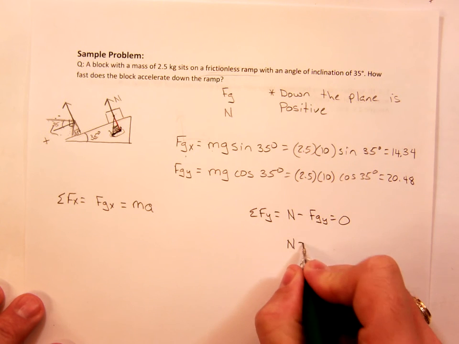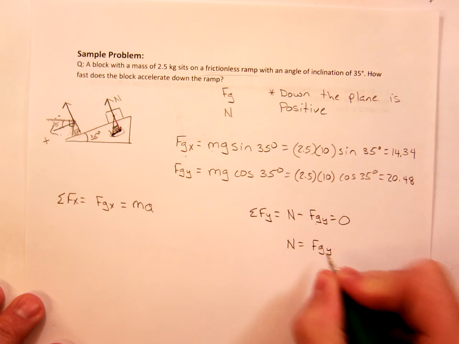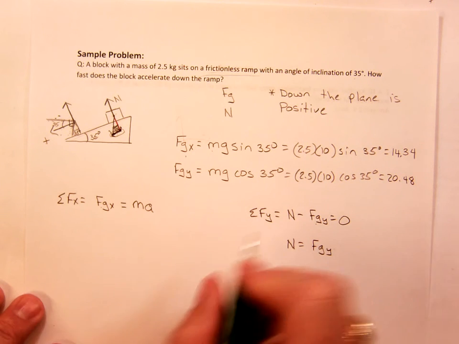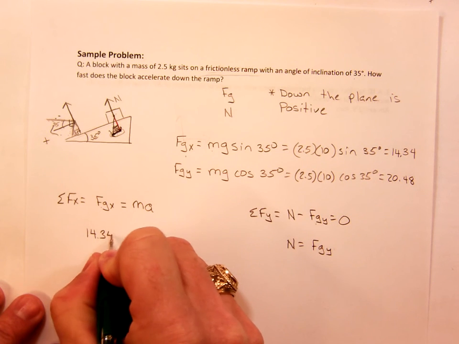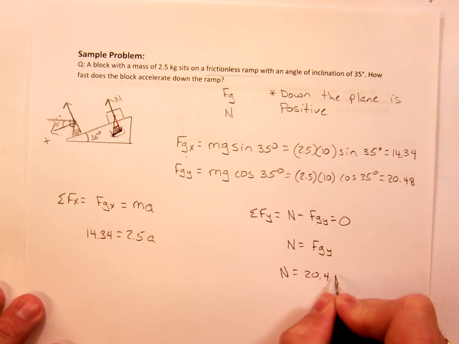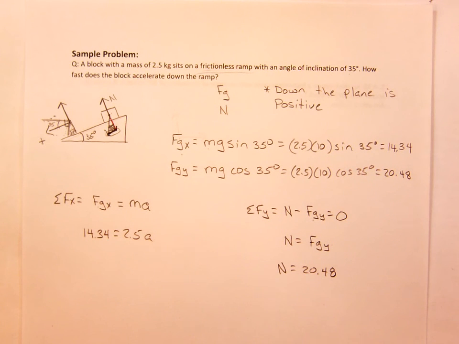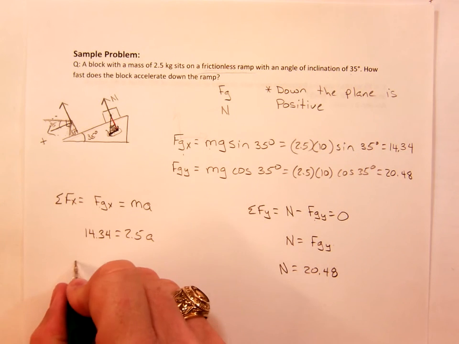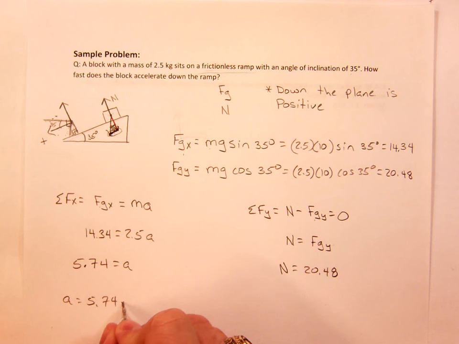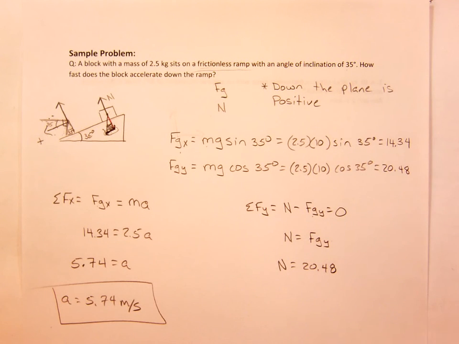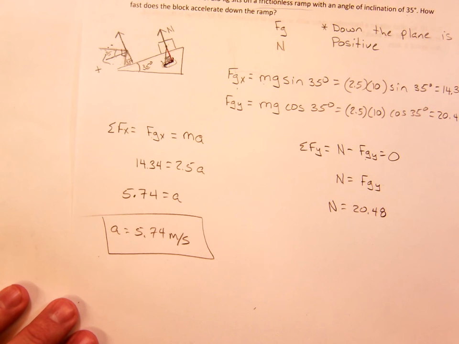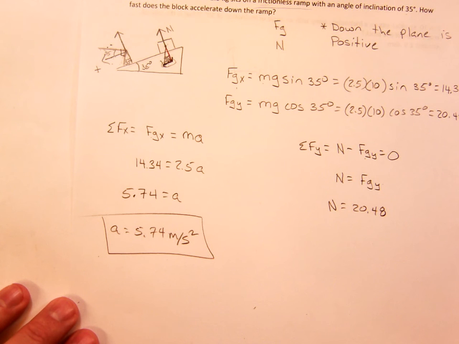So normal is equal to the force of gravity in the y direction, which would be important if we had friction. Okay, and FGX, which is force of gravity, 14.34, is equal to m, which is 2.5, times a. Normal is equal to 20.48. It's positive. 14.34 divided by 2.5 is 5.74, and that's equal to a. So a is 5.74 meters per second. And it's going which way? Positive, which is down the slope, down the inclined plane. Isn't that meters per second squared? Good job.